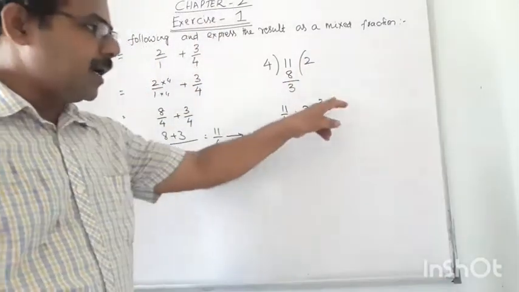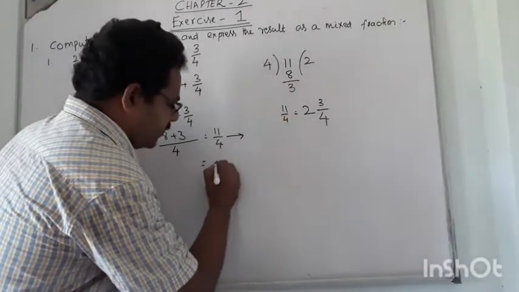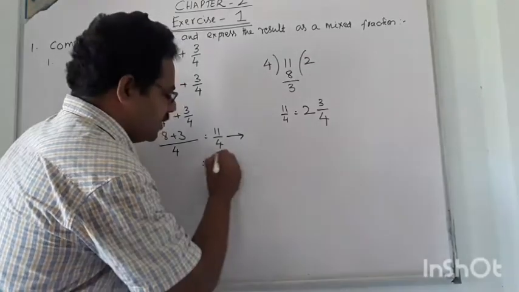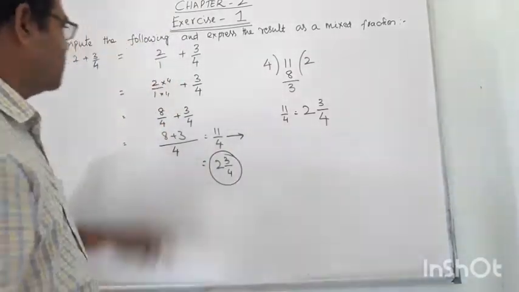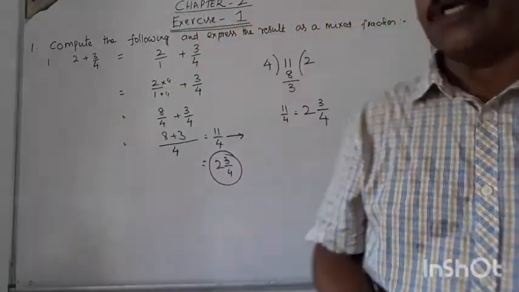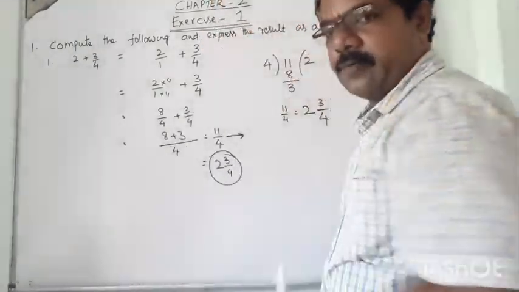Quotient and remainder divided by divisor: 2 and 3 by 4. So 11 by 4 can be written as 2 and 3 by 4, which is the mixed fractional form. This is equal to 2 plus 3 by 4. So from this you can identify and understand one thing: 2 plus 3 by 4 is equal to, we got 2 and 3 by 4.